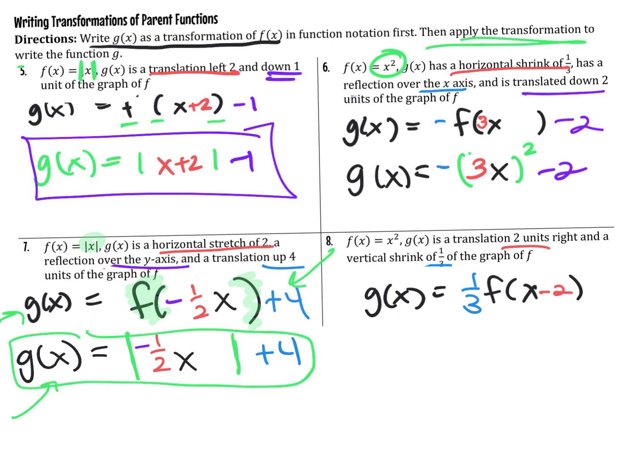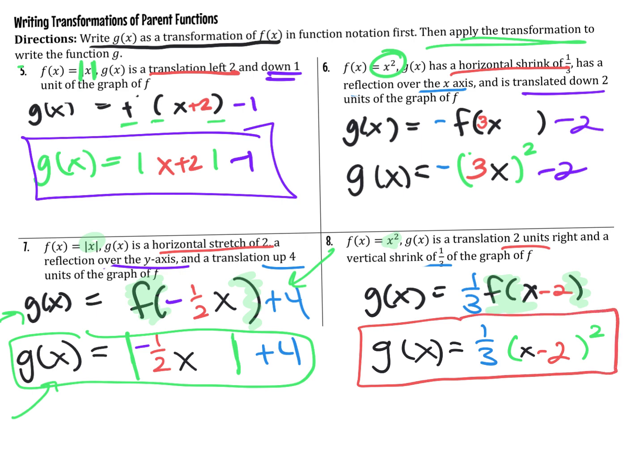Okay, on number 8, the actual function is x squared, so I'm going to replace this f parentheses with parentheses squared. So g of x is going to equal 1/3 times the quantity x minus 2 squared. Now, just as a reminder, according to the order of operations, we do exponents before we multiply. So we can't distribute this 1/3 in. That would be violating the order of operations. We're just going to leave it exactly like this. And next chapter, when we start talking about quadratics, we're going to talk about how it being in this exact form actually makes it a lot easier for us to graph.